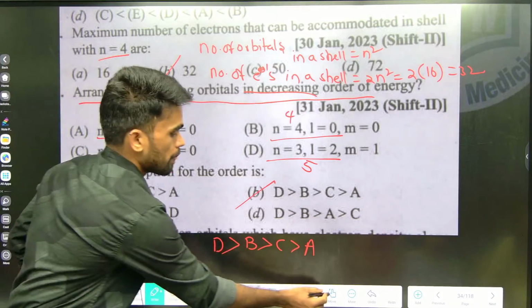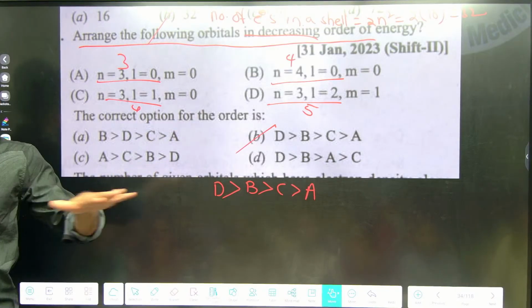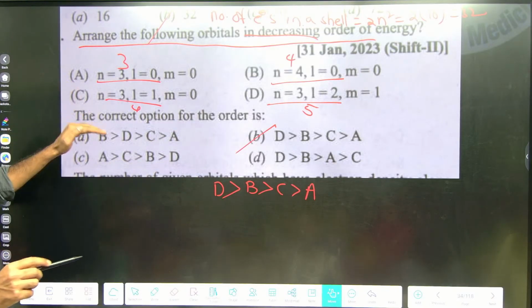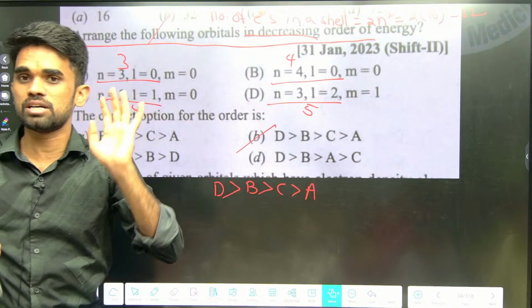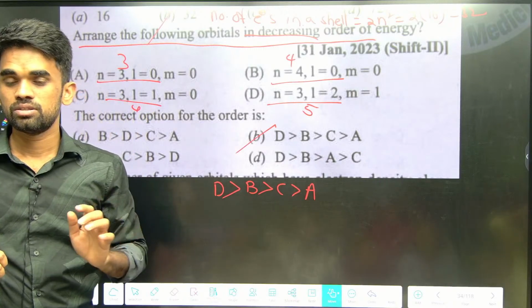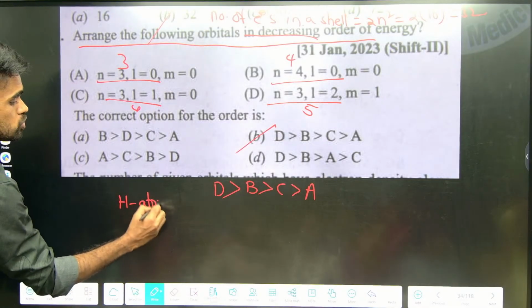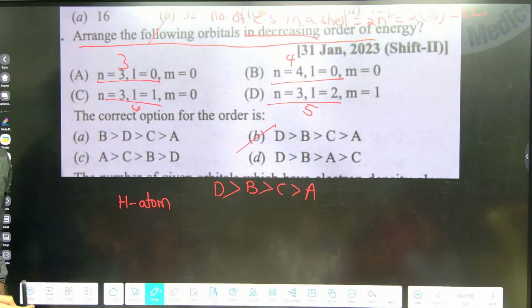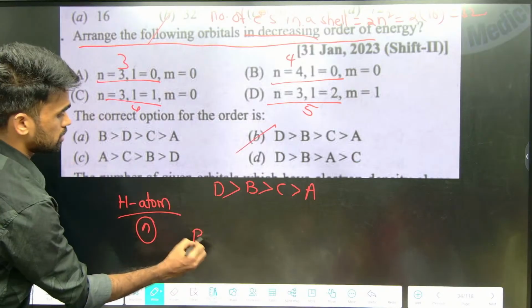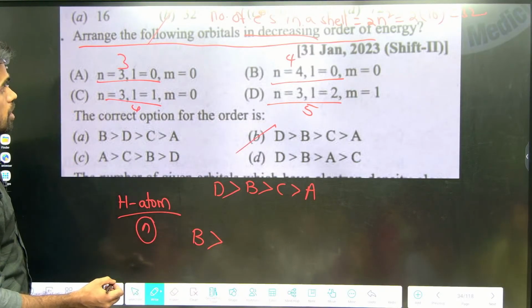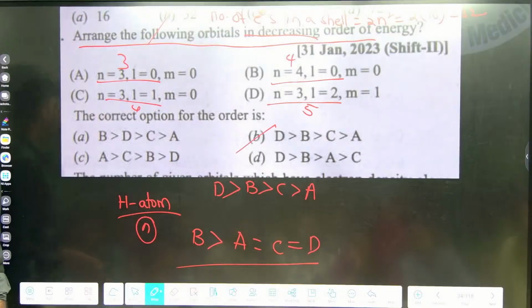Yes. Now I am asking a question. For the same options, up to here it is clear now? No confusion, everyone? Okay. For the same options I am asking, arrange the following in the decreasing order of energy for single electron system or hydrogen-like species. So what is your answer? Hydrogen-like species means only n value. So check and tell me. B greater, the next A equals C equals D. Like this you should answer.